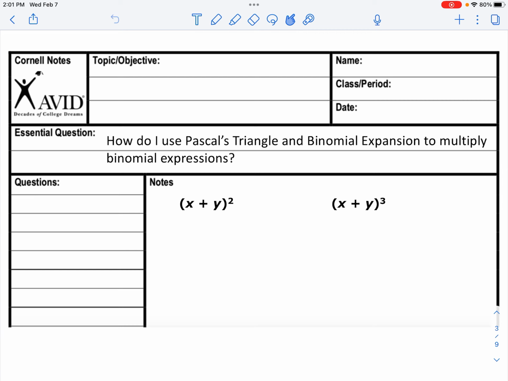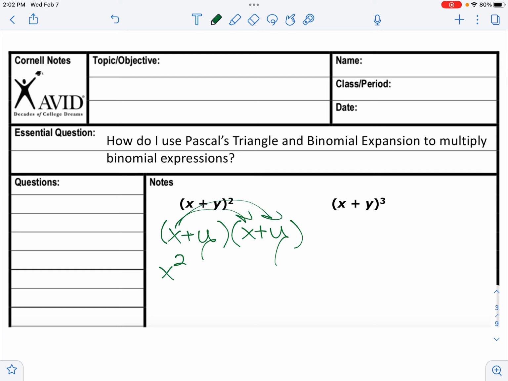So when we talked about multiplying polynomials, we know that (x + y) squared really means (x + y) times (x + y). So then I want to distribute this and figure out what I get. So I would go x times x, which is x squared. Then we go x times y. So I'm going like this, then like this, right?